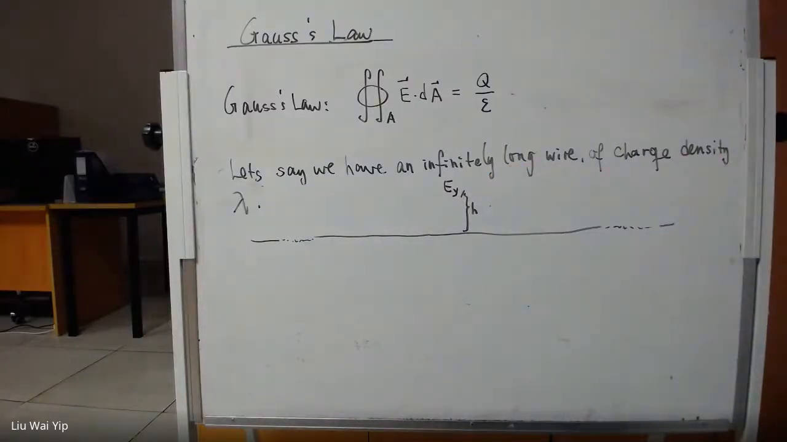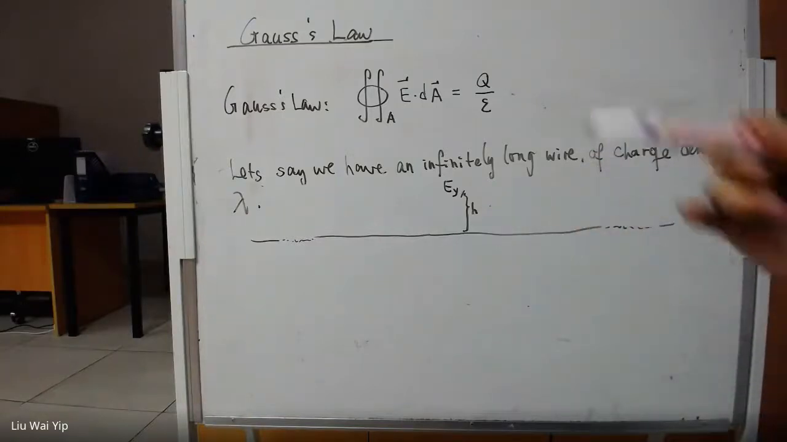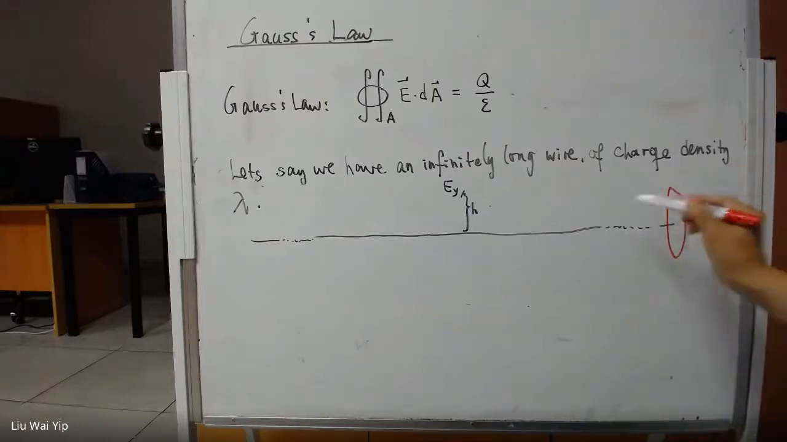Now, in this case, how are we going to use Gauss's law to solve the problem? My suggestion is we imagine there is a Gaussian enclosure, and this Gaussian enclosure is a cylinder. So you have a Gaussian enclosure here. This is the end of the wire.